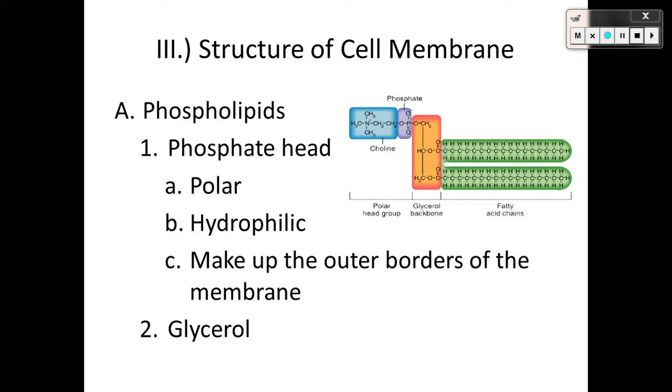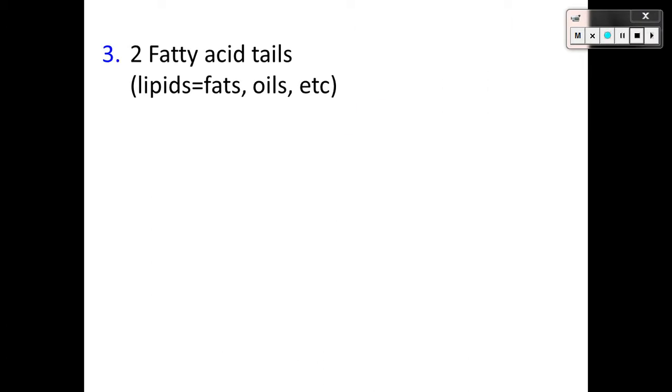So glycerol, if you'll recall, we also find in another lipid, more specifically our triglycerides that we talked about. Remember, they have a glycerol molecule. Well, we can also say that phospholipids also have a glycerol molecule. Now, our last component of our phospholipid are our two fatty acid tails. And I really want to emphasize the two part. So phospholipids only have two fatty acid chains.